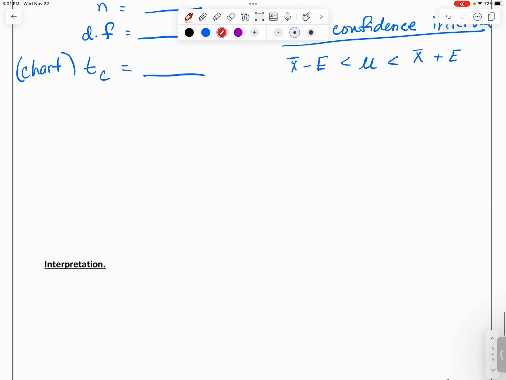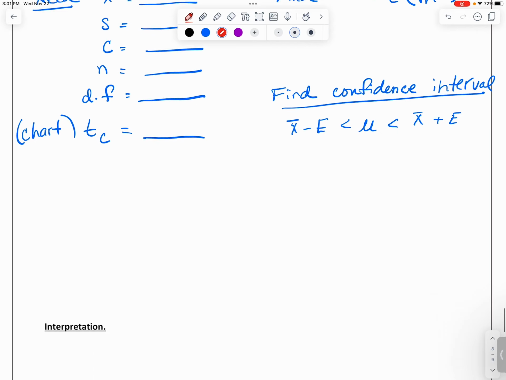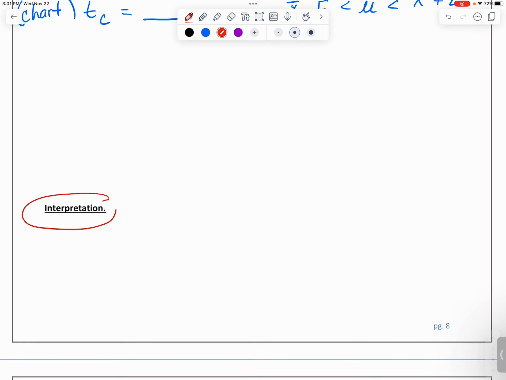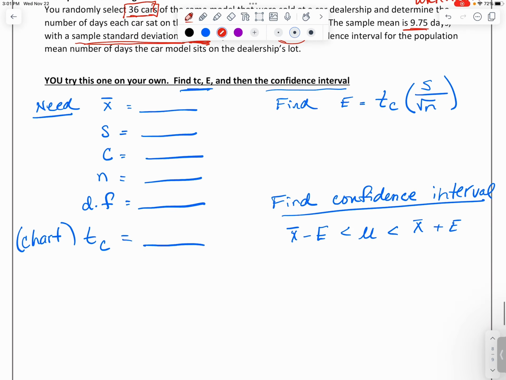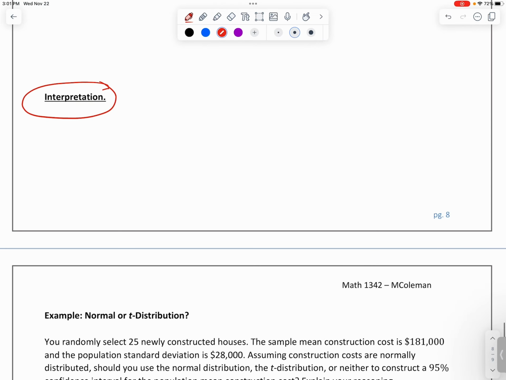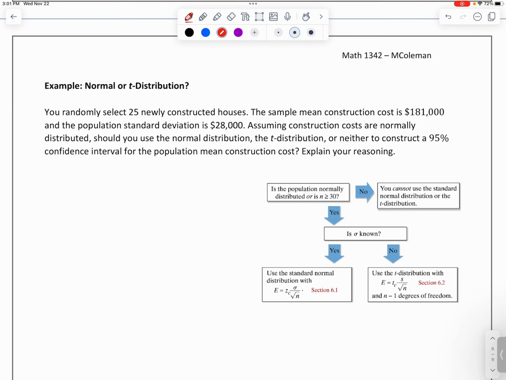So we have to assume then that it is a T distribution. Once you have found all of the items, then I'm going to ask you to do the interpretation of that so that we know that you are understanding what that means. Okay. So try that one on your own and turn it in with your notes.